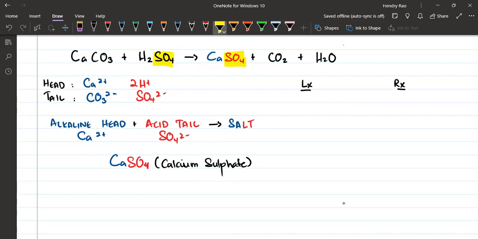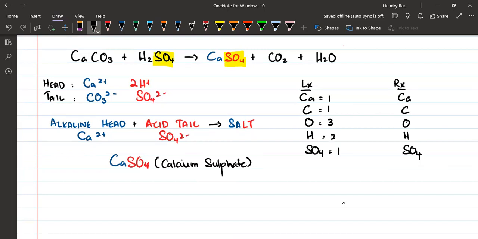I can find it on my left-hand side on my sulfuric acid, and on my right-hand side on my calcium sulfate. Now I can list down all of the elements or compounds: calcium, carbon, oxygen, hydrogen, and sulfate. If the left-hand side has all of this, my right-hand side must also have all of this. So let's count. Calcium, I have one. Carbon, I have one. Oxygen, I have 3, hydrogen, I have 2, and SO4, I have 2.